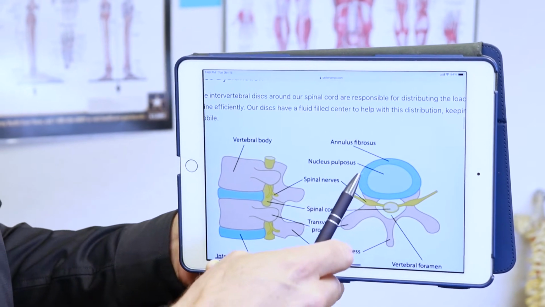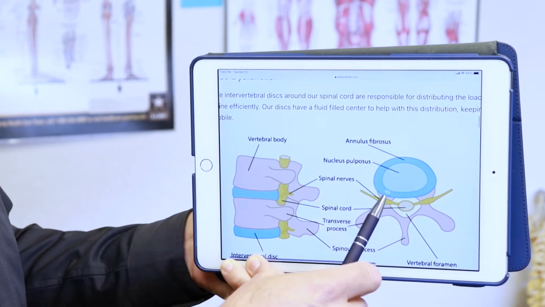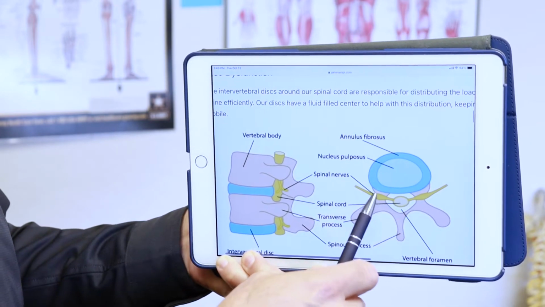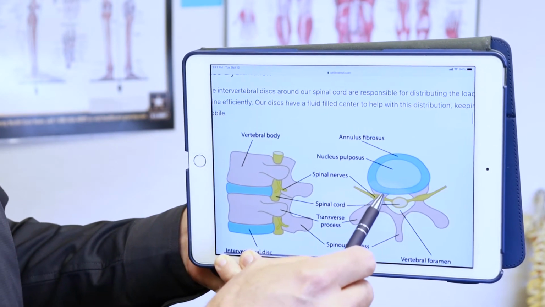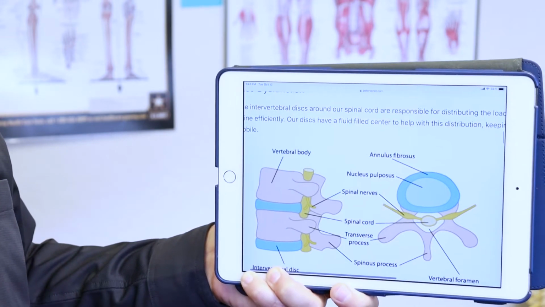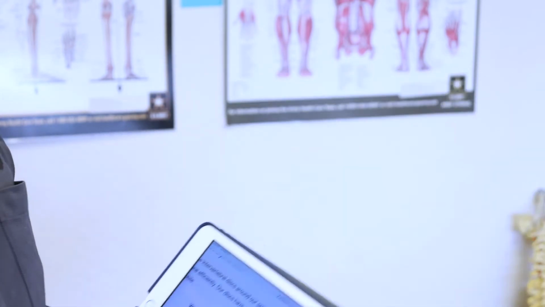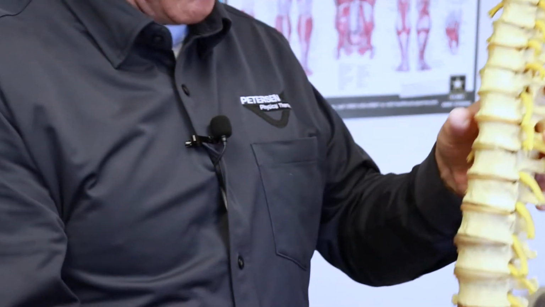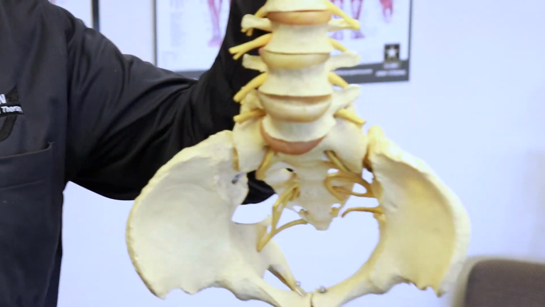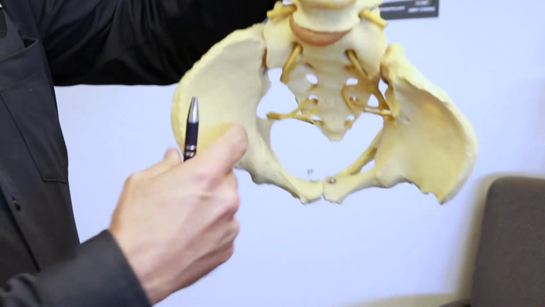And what can happen is if the outer part, this darker blue part, starts to break down, then that fluid will push out and oftentimes hit the nerve. And you see a nerve root that comes out from the spinal cord, and that nerve root can create a lot of pain down into your leg. Let's take a look at that in the vertebra here. So this is our pelvis. This pelvis has had a little bit of abuse over the years. So the lesson is don't abuse your pelvis.